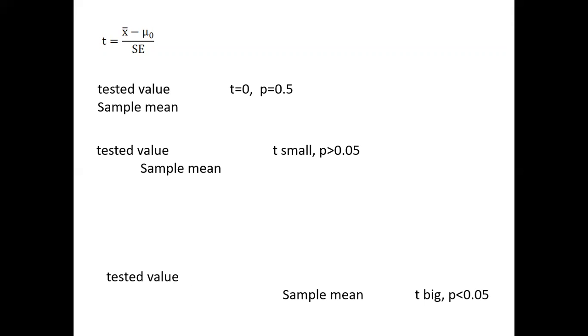The question is, how do you know t is big or small? You observe the p-value. If the p-value of the test is less than 0.05, then you say t is big, then you say the mean is no more the tested value. If the p is more than 0.05, we say t is small, therefore not much of a difference between the sample mean and the tested value. So in this case, H null won't be rejected. In this case, H null will be rejected.